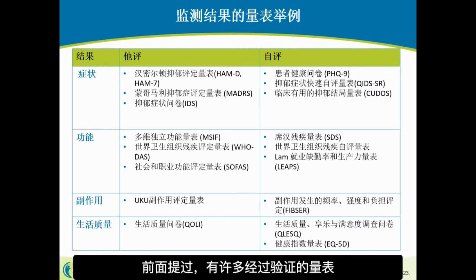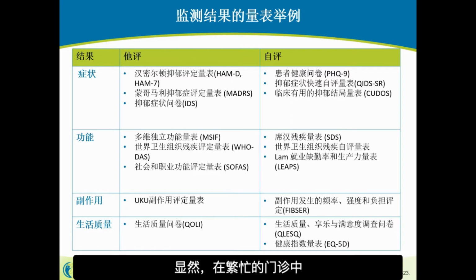So as I mentioned, there are many examples of validated outcome scales that can measure symptoms, functioning, side effects, and quality of life. And this table reflects some of those validated measures. There are clinician-rated measures based on interview and talking with the patient. And then there are patient-rated measures in which the patients respond to questions, and so it's a self-rated scale, a subjective scale, as it were.